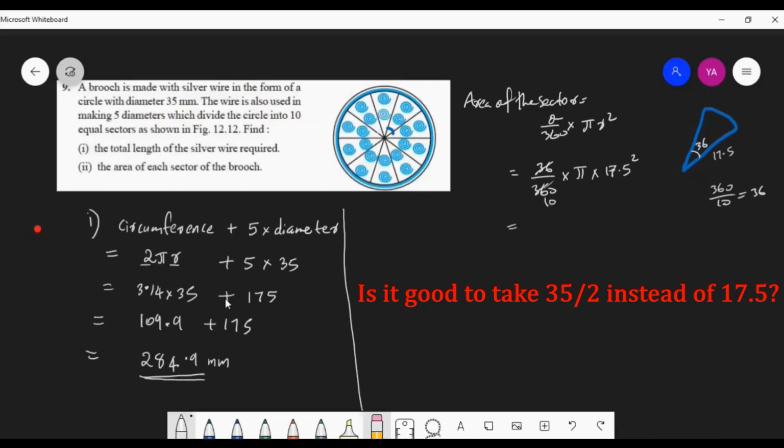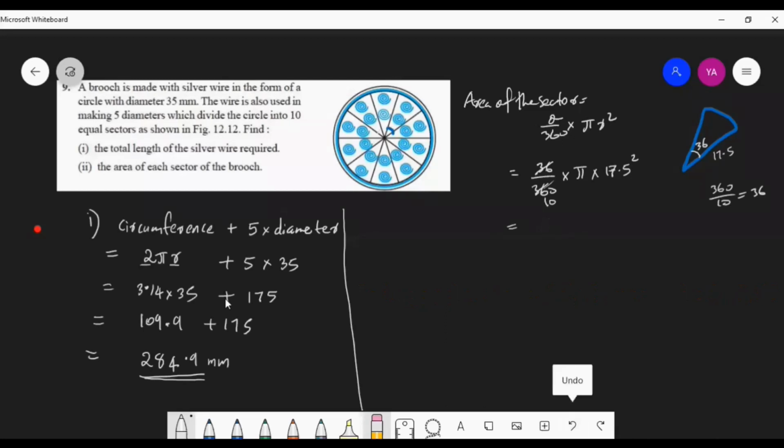Instead of 17.5, we can say 35 by 2. Yes, I think that is fine. So I will take it like this: 3.14 by 10 into this, all square. I think it is better to take the square, so better to take 35 by 2 squared. So 3.14 by 10 into 35 square divided by 4, since 2 square is 4. So you do 35 square, then multiply with 3.14, then divide by 40. You will get the final answer.